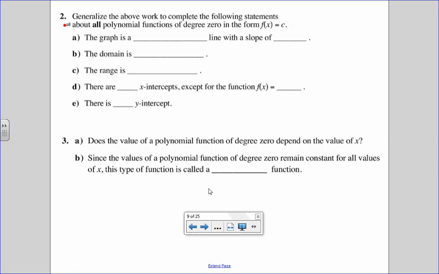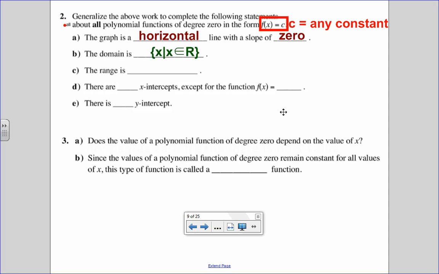Okay, let's generalize all polynomial functions of degree 0 in the form f of x equals c. So c can be any constant number. So this is a graph called a horizontal line. Horizontal lines again have 0 slope because there's no rise. The domain will always be the set of all x such that x is an element of the reals, and the range will be y equaling to that constant, whatever it passes through. There's always going to be 0 x-intercepts with the exception of the function f of x equals 0. That one has infinite number of x-intercepts, and there will always be one y-intercept.